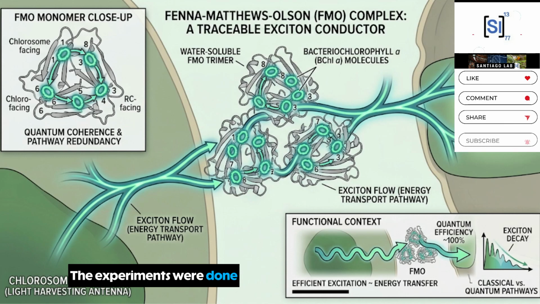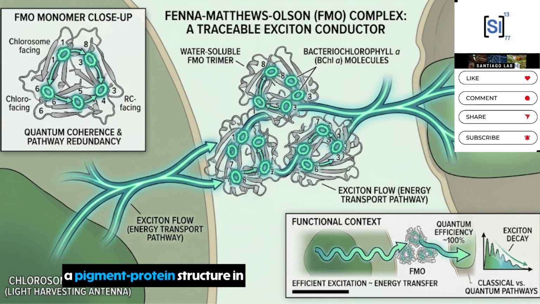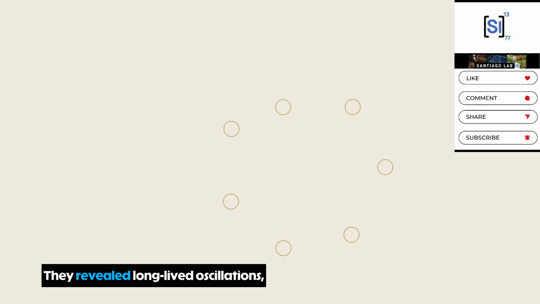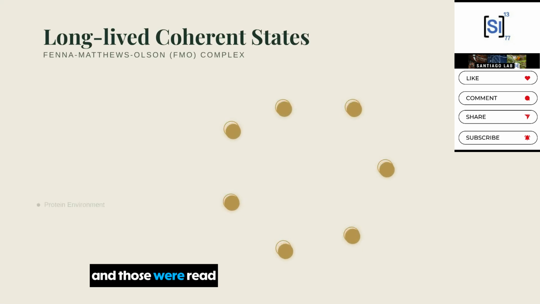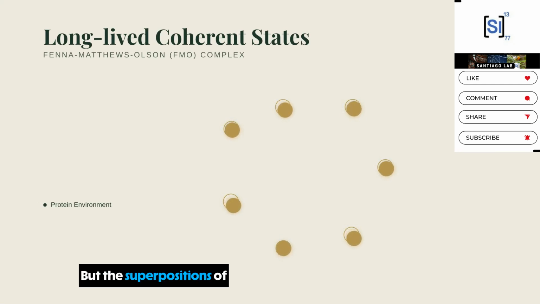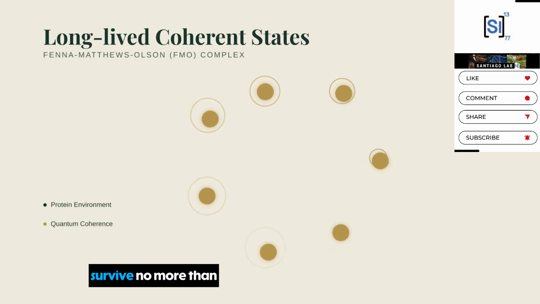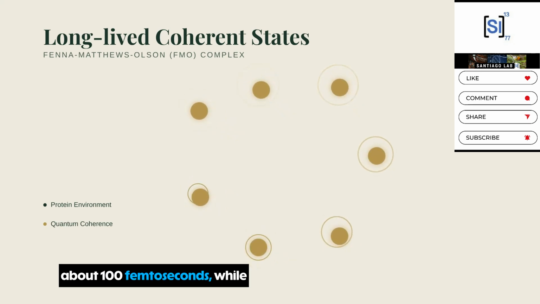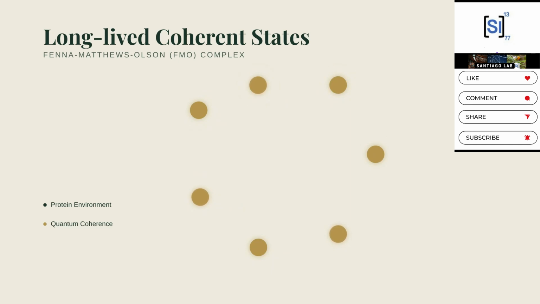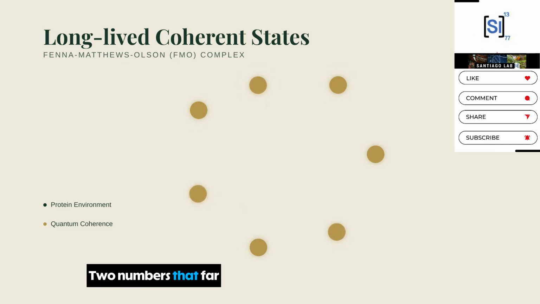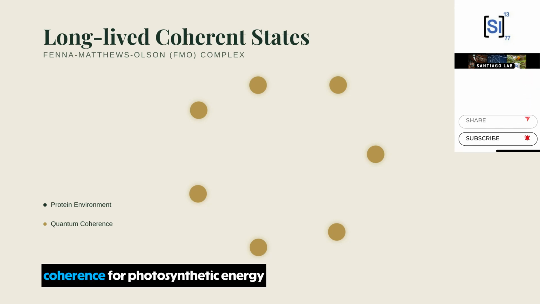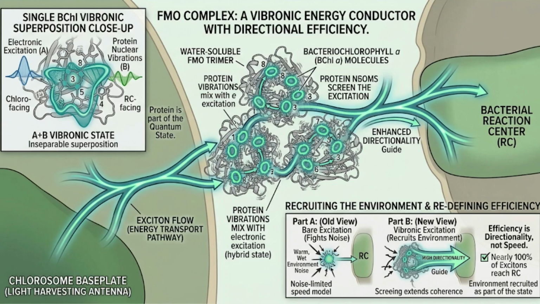The experiments were done on the Fenna-Matthews-Olson complex, a pigment protein structure in green sulfur bacteria that acts as a molecular wire. They reveal long-lived oscillations, and those were read as electronic coherence. But the superpositions of exciton states survive no more than about 100 femtoseconds, while the oscillations persisted beyond 600 femtoseconds, two numbers that far apart cannot describe the same object. In 2017, a landmark paper put the conclusion in its title: Nature does not rely on long-lived electronic quantum coherence for photosynthetic energy transfer. Here is what replaces it.